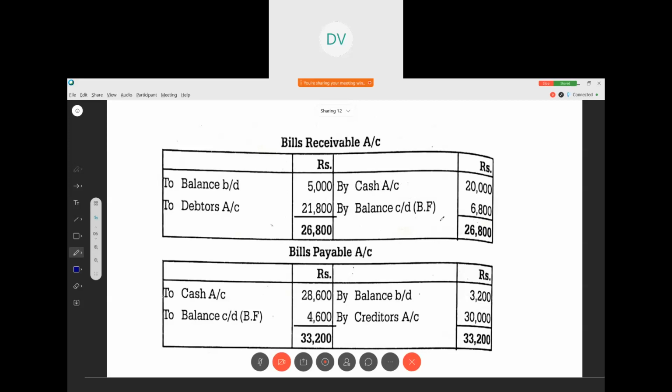So this is the closing balance. This we require, the bills receivable closing balance. This we have to write in the closing balance sheet.